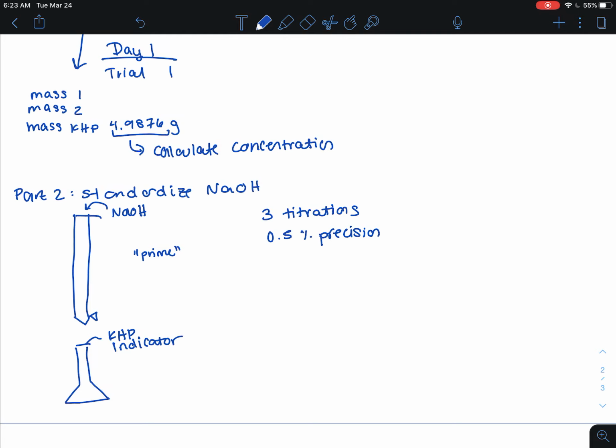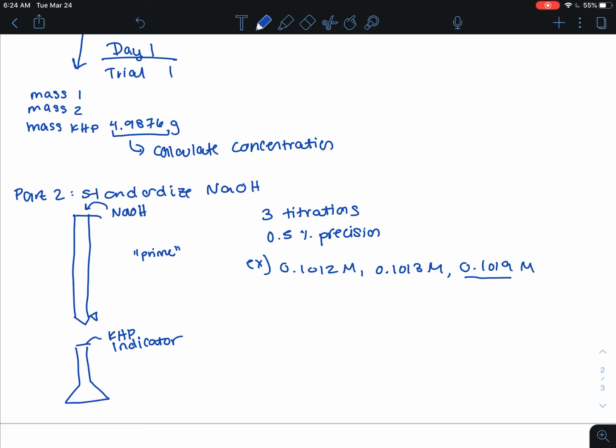You would keep going until you have a 0.5% precision. So that means that you have a really, really small error. The way that you can calculate percent precision, which you would also do for day 3, is, let's say, for example, you calculated your molarity. You can also do this with volume. You have 0.1019 molar for trial 1. Let's actually say 0.1012 molar, 0.1013 molar, and 0.1019 molar.